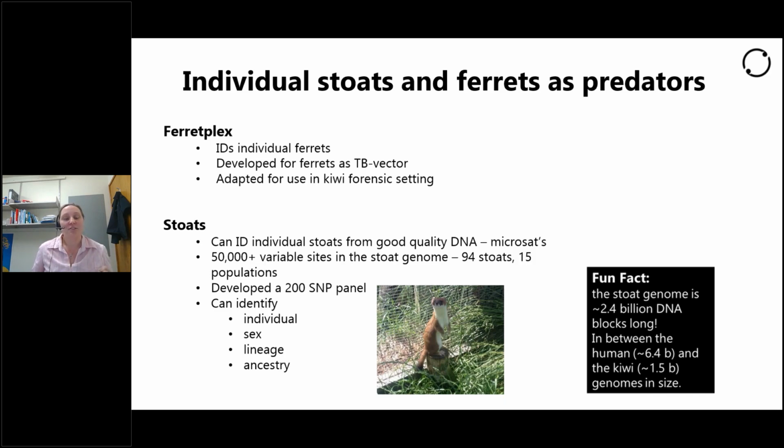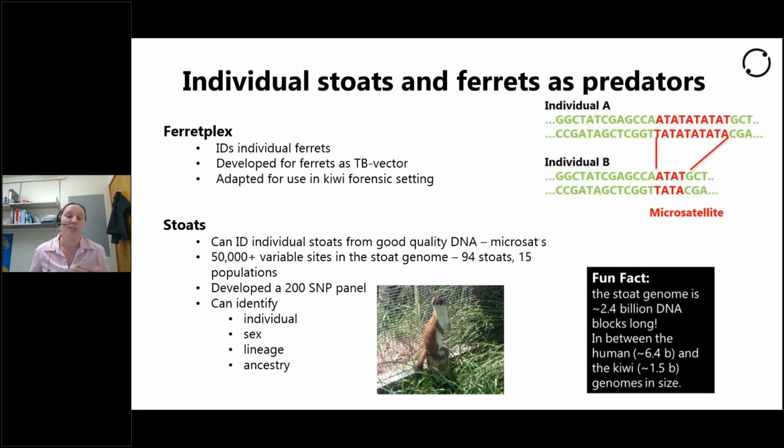So this tool was developed for ferrets as a TB vector, and it uses a technology known as microsatellites. So microsatellites are short, repetitive regions within your DNA, and they're quite simplistic in that they're often repetitive nucleotides, AT, AT, AT, or GTC, GTC, GTC. But they are still blocks of DNA, and so they don't occur that frequently within your genome. And therefore, when you're dealing with highly fragmented DNA, such as forensic DNA, it doesn't always give the best signal.